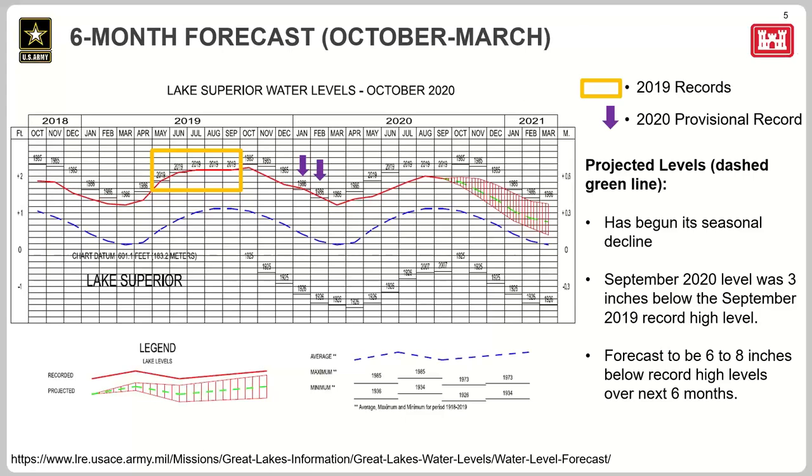So to orient you to this forecast, if you look at the red line, you're looking at the recorded monthly mean water levels over the last 2 years. So you can see what the recorded levels have been. That red line eventually transitions into a shaded band with a green dashed line in it. That's the forecast moving forward, with the green being our most probable level and the shaded area being our 90% confidence band. You see the blue dashed line plotted on the graph, and that's the long-term average level. And then you see the bars at the bottom and top with years on them, and those are the record high and record low levels.